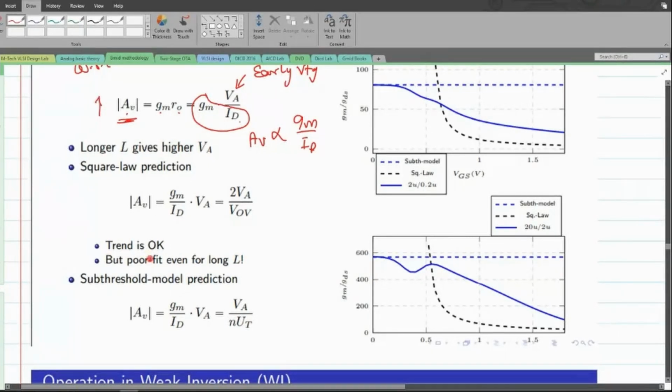So generally, you might tend to use this GM over ID to be large in order to have a very high gain. So in the case of a stronger inversion, this ID can be replaced with half K dash W by L, and when you substitute them, we would end up having something like twice the value of VA divided by VOV, if you're using the stronger inversion region and adopting the square law model. Whereas when you adopt the sub-threshold model, then this ID can be replaced with ID that is approximately equal to e to the power of VGS divided by UT. So this is the current that I've used here.